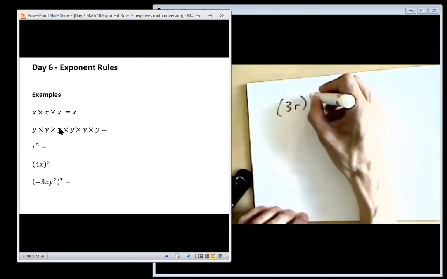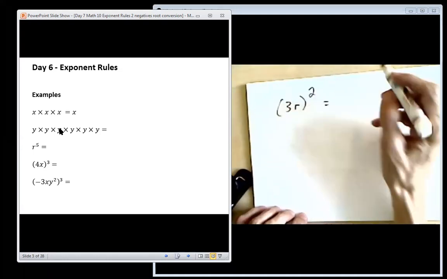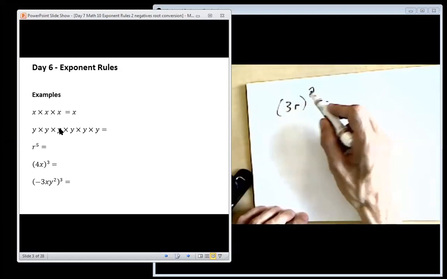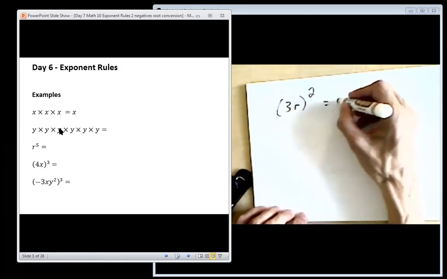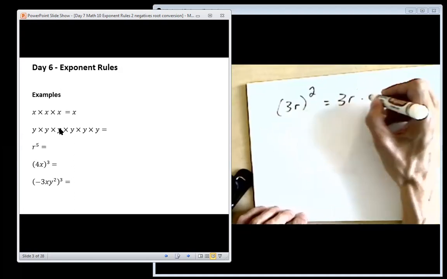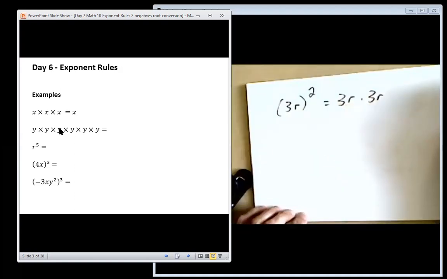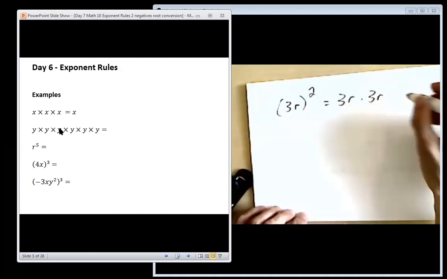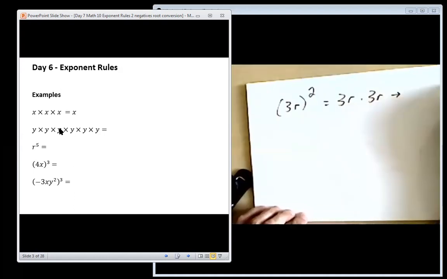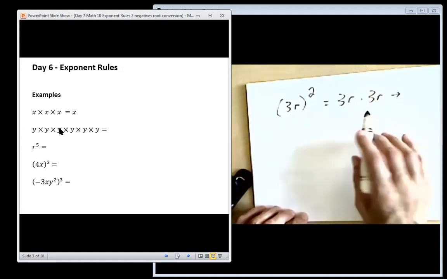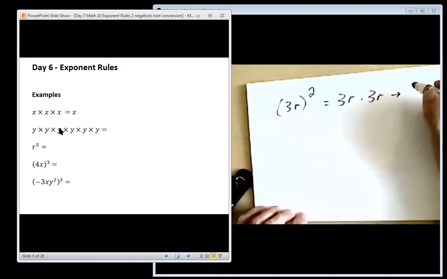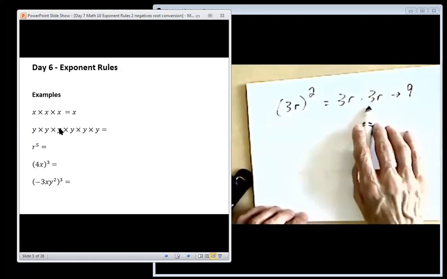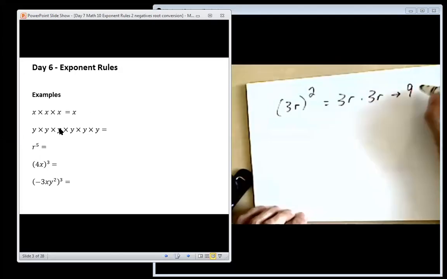If you had 3r squared, this applies to everything, right? Because the brackets capture it. So this means 3r times 3r, whatever's on the inside there. And what do you get for an answer just for fun? What do you get when you multiply the numbers together? I'm going to go with 9. 3 times 3 gets the 9 there. R times r, you get r squared.